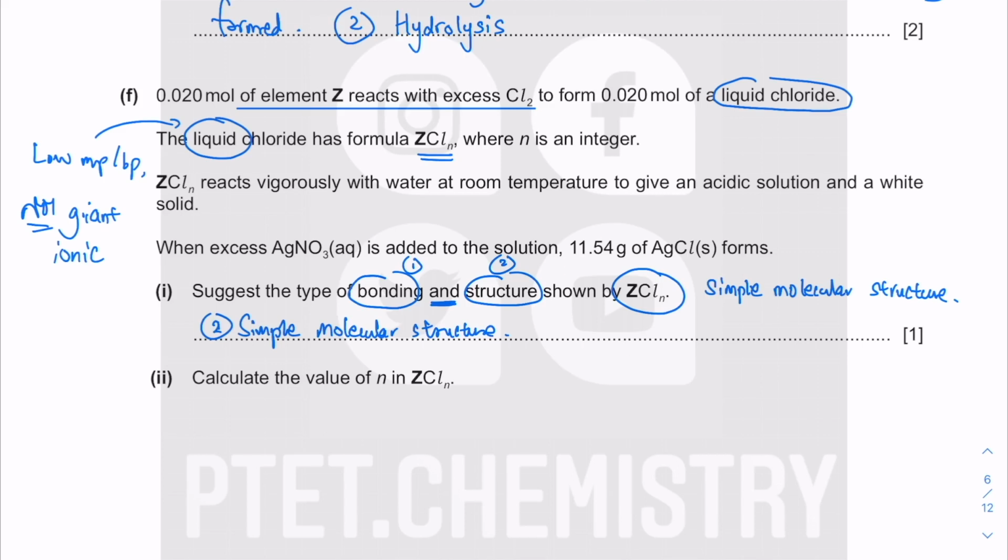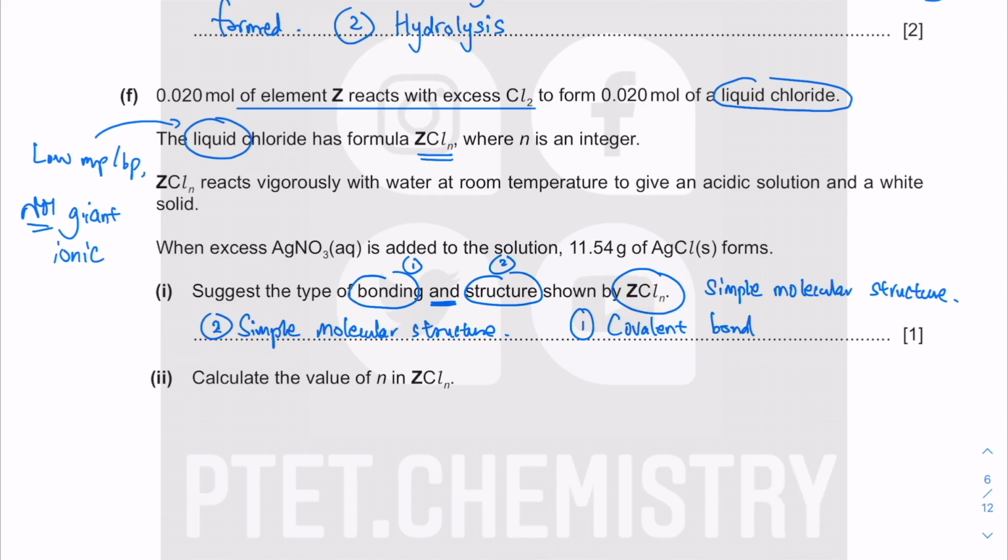I label the structure and now I have the covalent bond. So I do have covalent bond between the atom of Z and the atom of chlorine where they share electrons. And because they're simple molecular structure, I also have weak intermolecular forces of attraction between the molecules of ZClN.